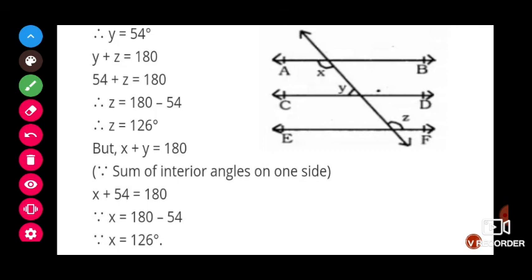But here again, if these both are parallel, we can take x and y, the total is 180 degrees, the sum of interior angles on one side, that is allied angles. So we want to find the x value. We already know y is 54. So x plus y is equal to 180, and x is equal to 180 minus 54, that is 126 degrees. Okay.